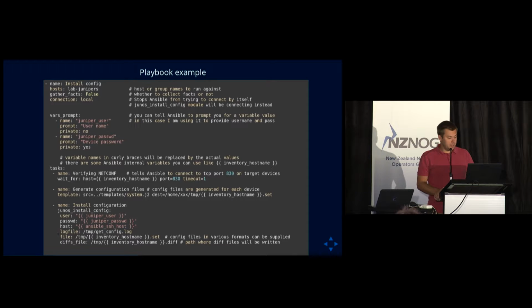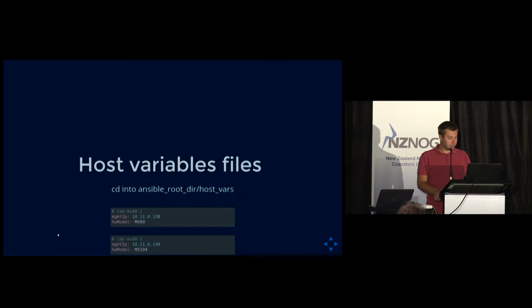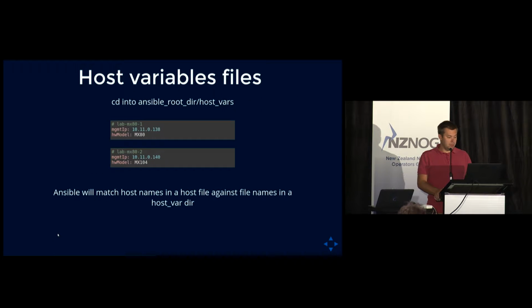There is also a diff file. In that playbook I'm using the Junos module, so it will output the diff files into that directory, and will name every single file for every single device as the name of the device. That's that. The host file is quite simple. You just have the list of the host names in there. And host variables files are how you store variables and their values. You can just have the variables there and use them.